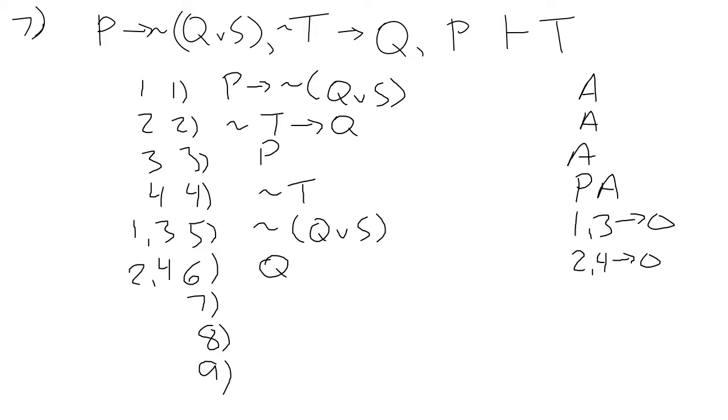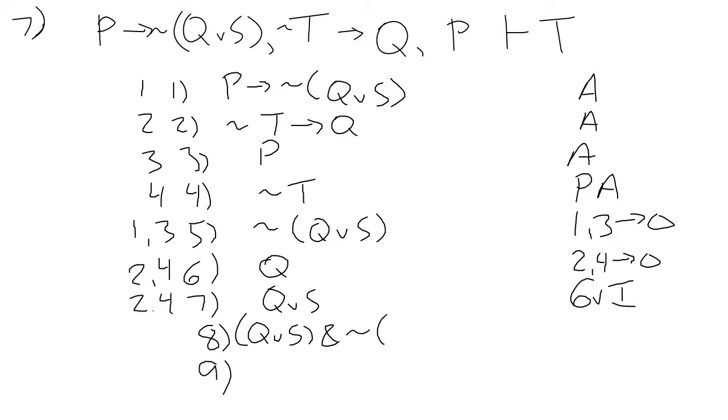Then here's the tricky part, because we need to make a contradiction. Here could be one side of a contradiction. We could build the other side, since we've got Q. We could get Q or S from 6, wedge in. And then we can put them together. So that would be Q or S, and not Q or S, from 5 and 7, ampersand in. Then that's going to be 1, 2, 3, and 4.